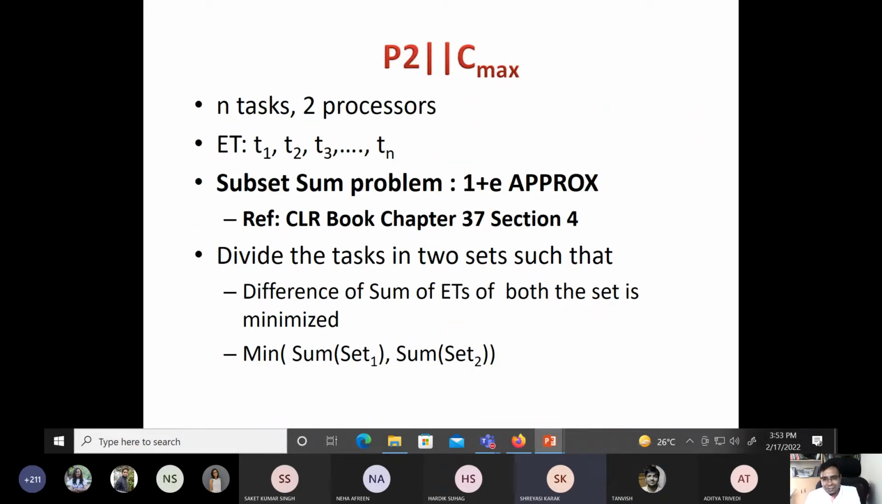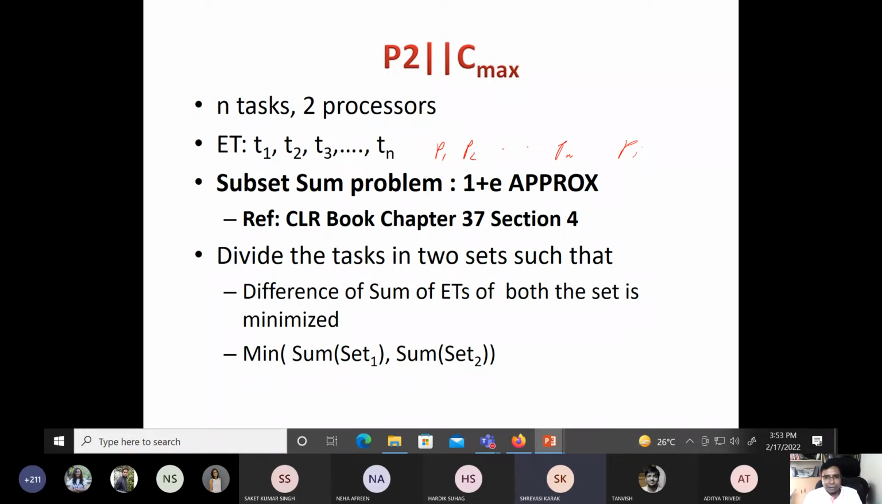Okay, now another problem. What is this problem? P2 || Cmax. Identical processors: there are two identical processors and n tasks. What are the execution times? T1, T2, up to Tn. We usually say Pj for execution time, but in this case we are saying T1, T2, and Tn. So two processors, and we want to minimize Cmax, the overall execution time.